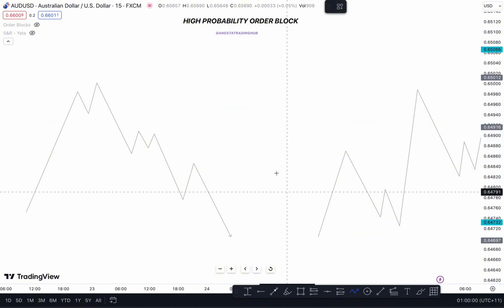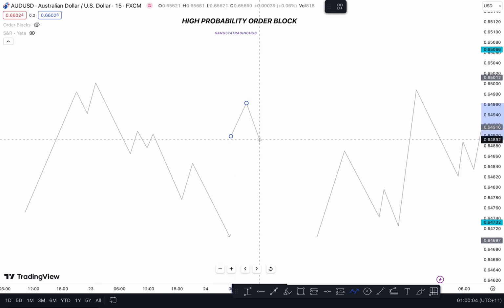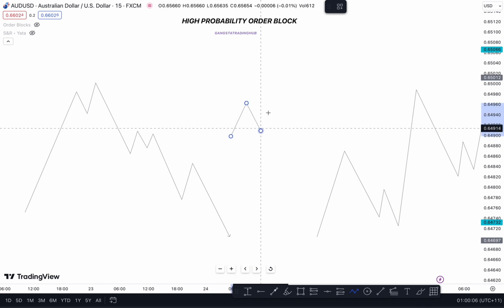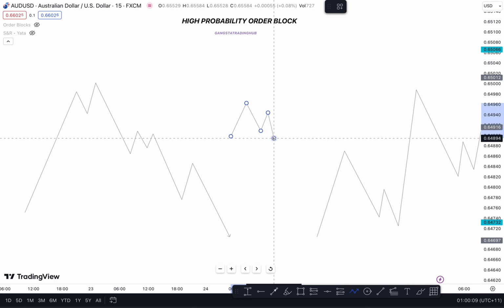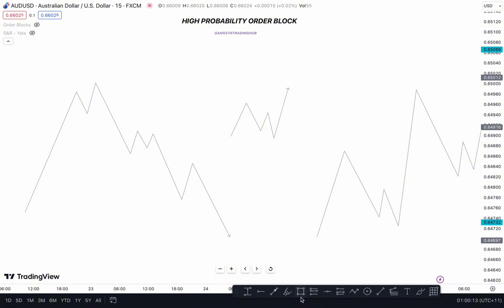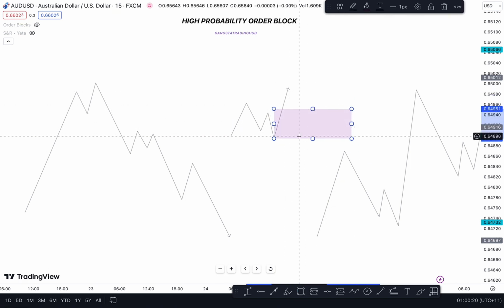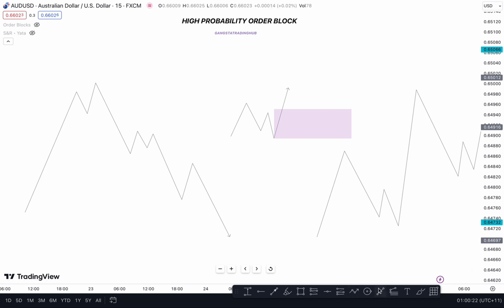if we're in an uptrend, you want to see a candlestick take out the previous candlestick low, right? So where's our high probability order block? Okay, right. This is one of the markers of a high probability order block. Why? Because the liquidity has been taken out here, right?